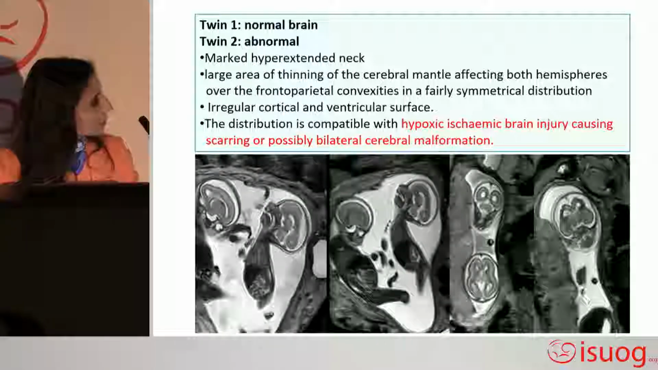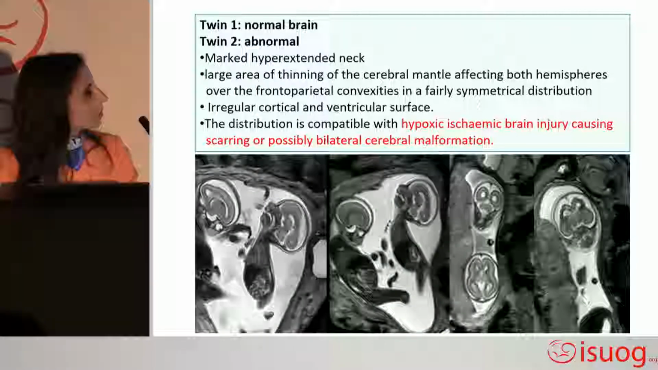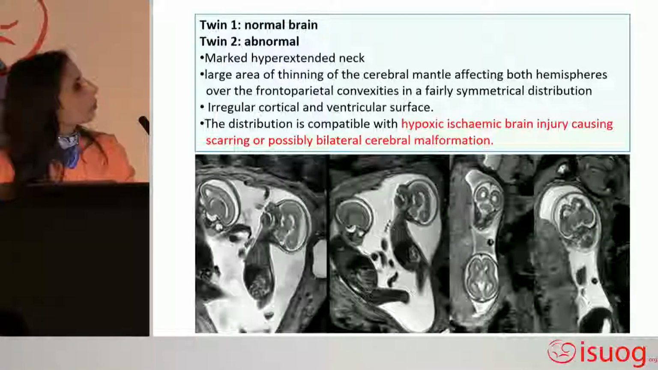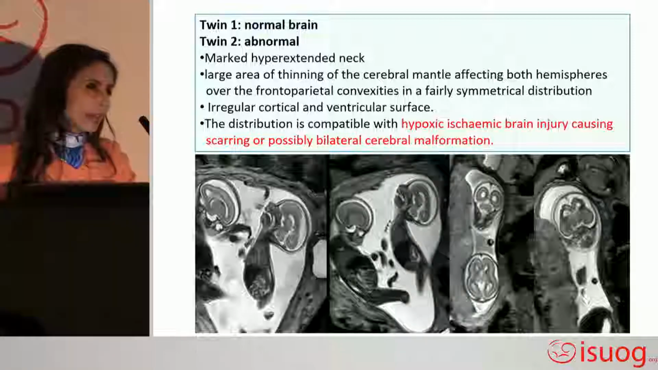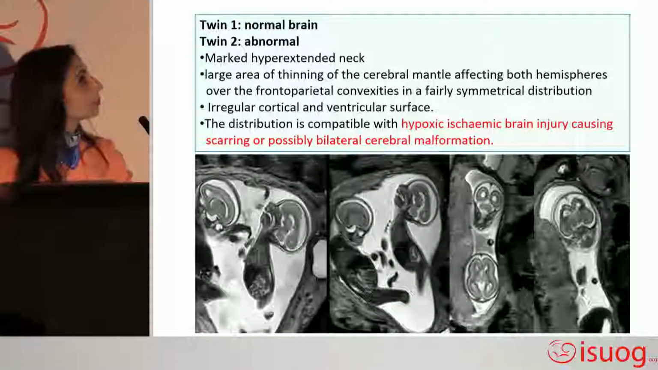You can see the two babies there. This is the ex-recipient, the one that had the pulmonary stenosis, and this is the other baby, the ex-donor, that had a very abnormal posture. So, a marked hyperextended neck, and the brain was very abnormal, with hypoxic ischemic brain injury and bilateral cerebral malformation. So almost this baby had a stroke, essentially.